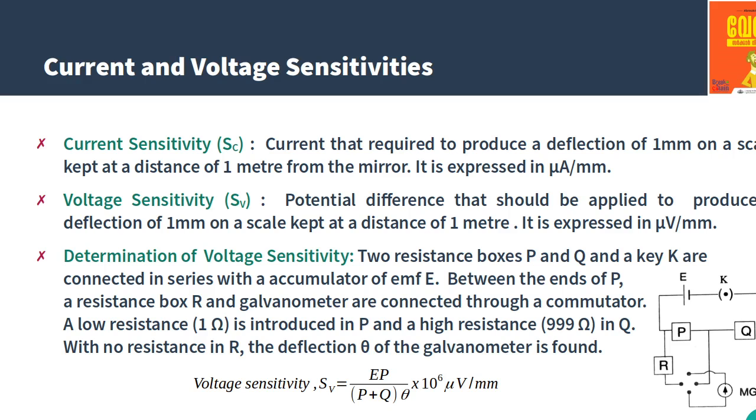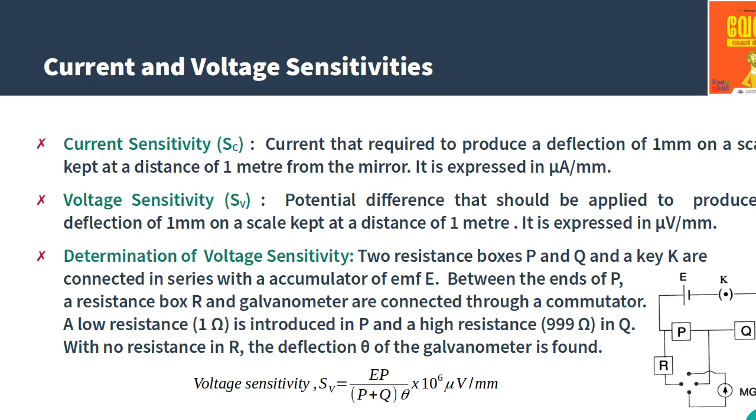Here, what are we using for measuring? We are using a light and scale arrangement. In the scale, the division is in millimeters, so here unit deflection will be 1 millimeter. In this case, the current sensitivity is defined as the current that is required to produce a deflection of 1 mm on a scale that is kept at a distance of 1 meter from the mirror.